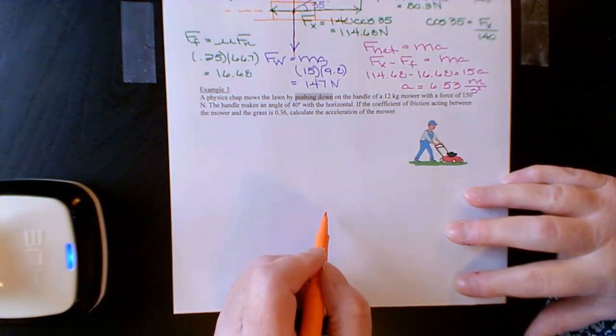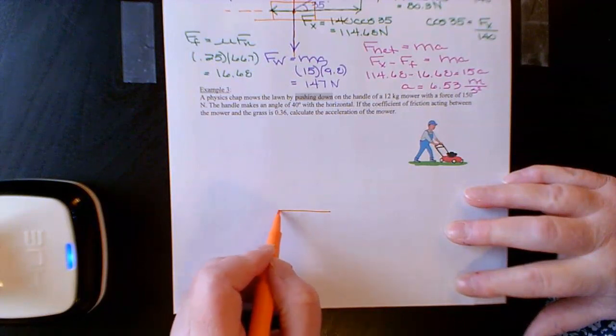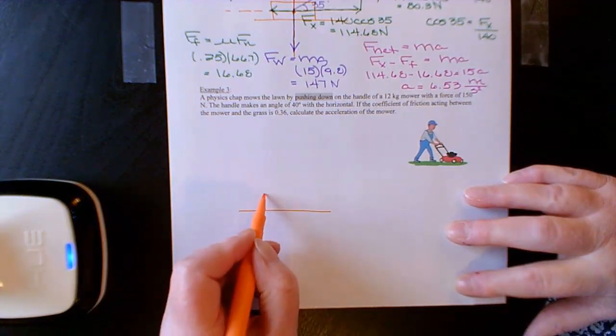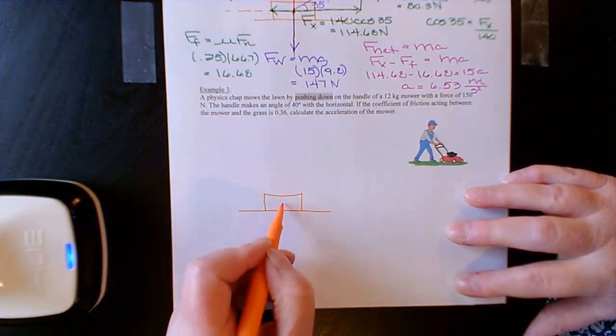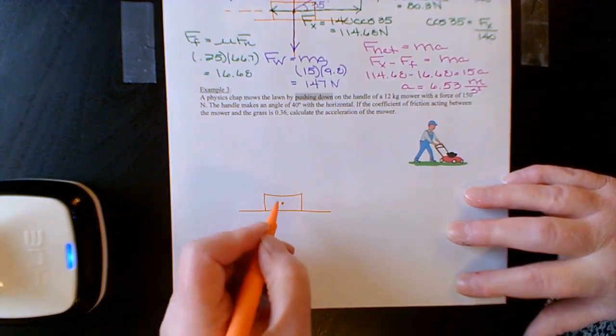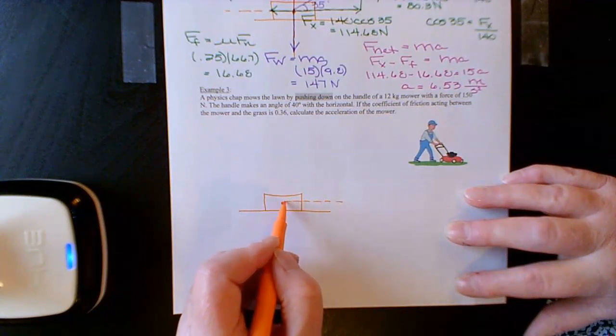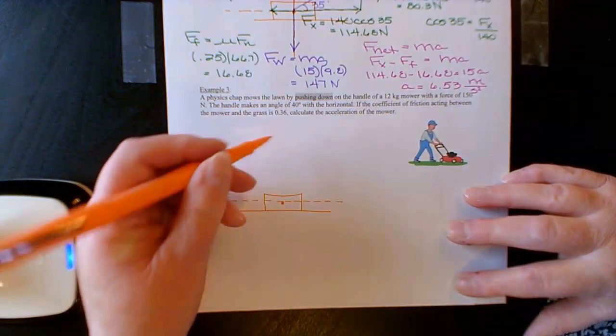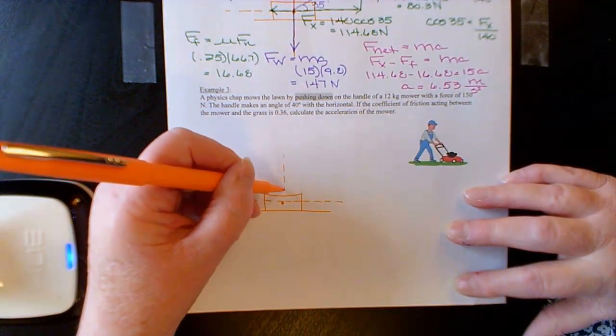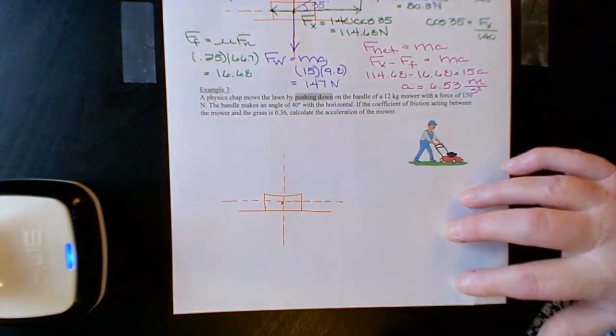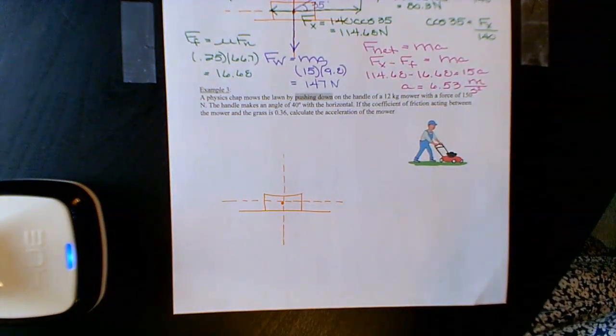All right, so this time I have a lawnmower. Then I'm going to turn it into a dot, into a point mass. And that point mass, the lawnmower now, becomes the origin of my XY grid.